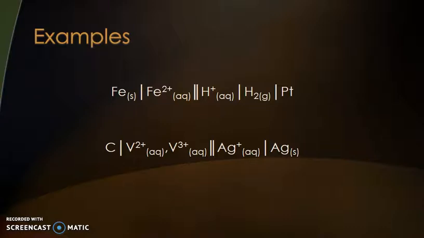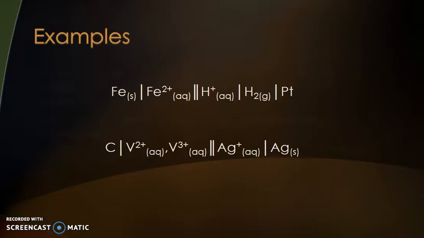Back to this example, so we've got vanadium 2+ being oxidized to vanadium 3+ in the oxidation half cell. In the reduction half cell, it's much more standard, and we've got silver ions being reduced to form silver metal. And there's really nothing that I can say about that.